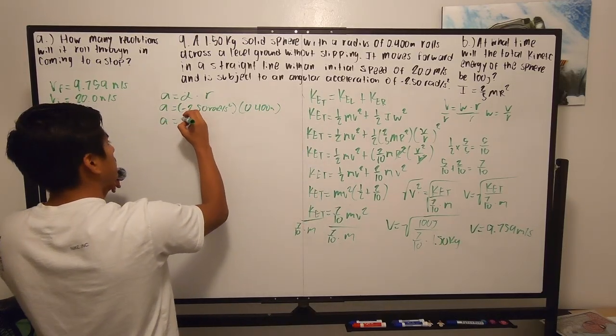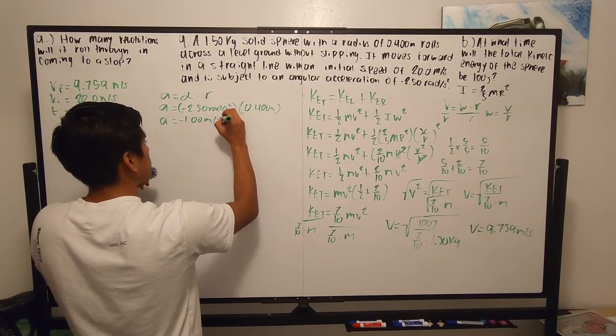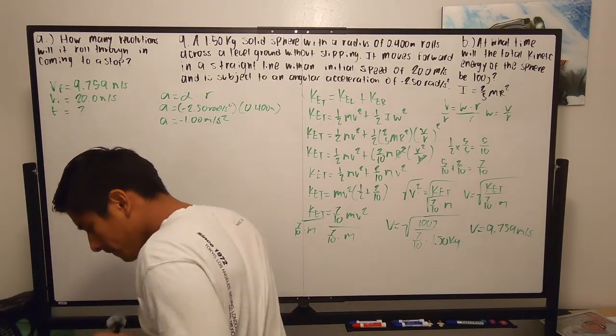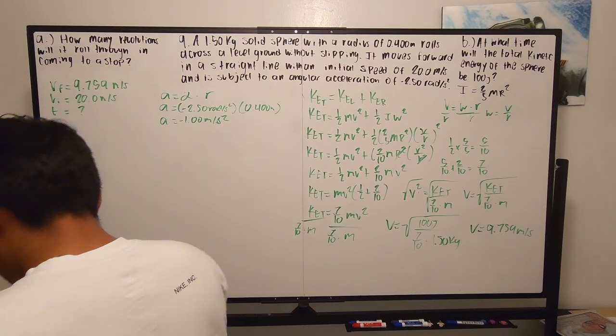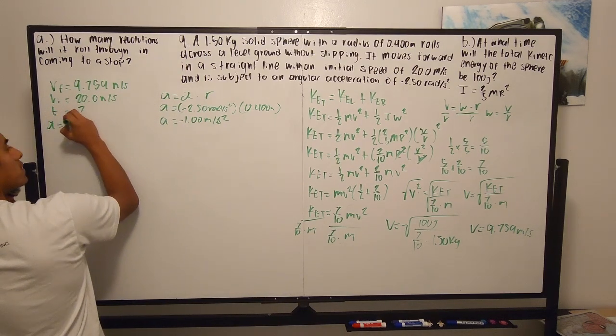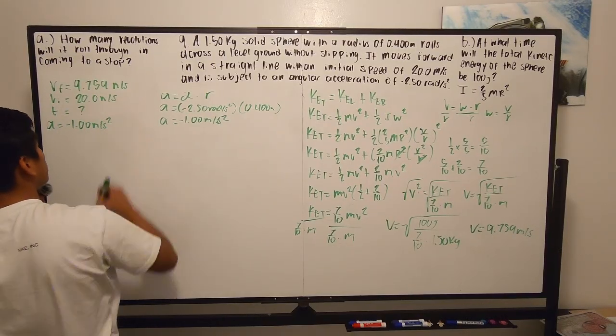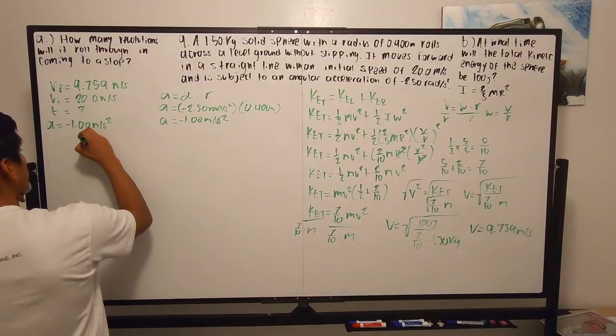Plugging that into my calculator, that'll give me negative 1.0 meters per second squared. Now I have my acceleration, so my linear acceleration is equal to negative 1 meters per second squared. Now I can solve for my time using this equation.